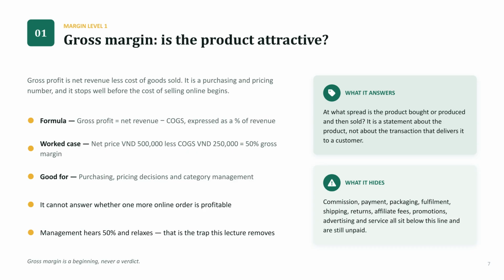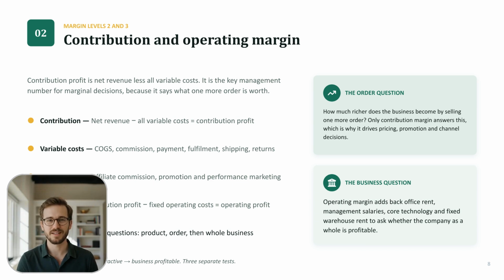First is gross margin. It tells us if a product is attractive by looking at net revenue minus the cost of goods sold. However, it doesn't account for the costs of selling online. Next, we have contribution and operating margins. Contribution profit is vital for marginal decisions, while operating margin helps us understand the profitability of the entire business.